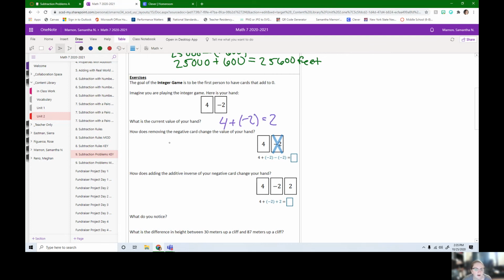Now it's saying, how does removing the negative card change the value of your hand? They're saying if you get rid of this -2, that's like saying 4 plus -2 minus -2. If you get rid of it, we can see only the 4 card is left. This is worth 4. So our hand went up. Removing the negative increased it.